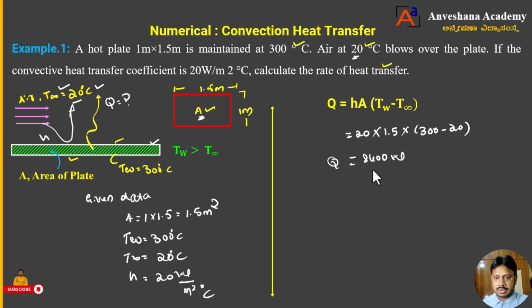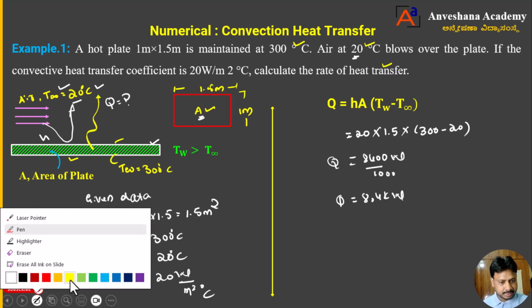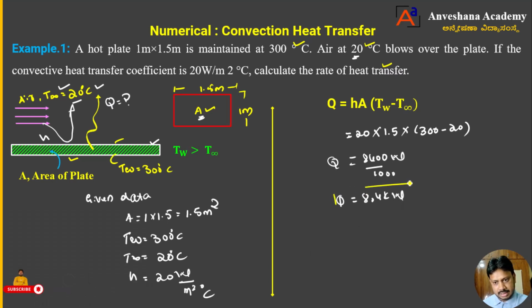I can convert that watt into kilowatt by dividing it by 1000. When I divide it by 1000, I convert watt into kilowatt. That means Q is equal to 8.4 kilowatt. This is my final answer, dear students.